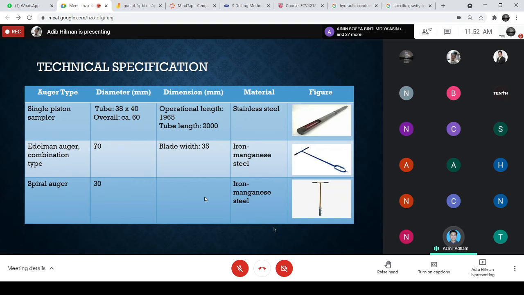For the Edelman auger, the diameter is 70 millimeter, the blade width is 35 millimeter, and the material used is iron manganese steel. And for the spiral auger, its diameter is 30 millimeter. For the dimension, I didn't find it, and the material is iron manganese steel. So next, I will pass to Kavi.